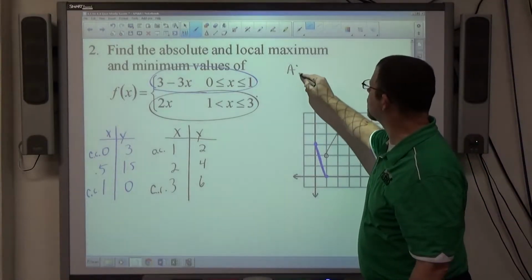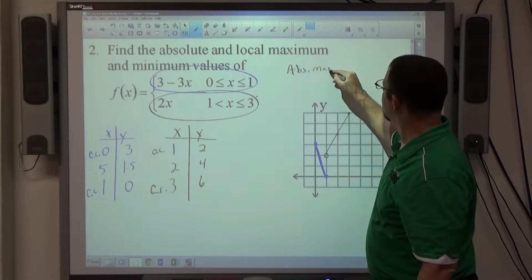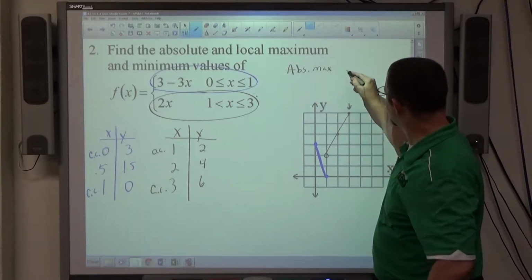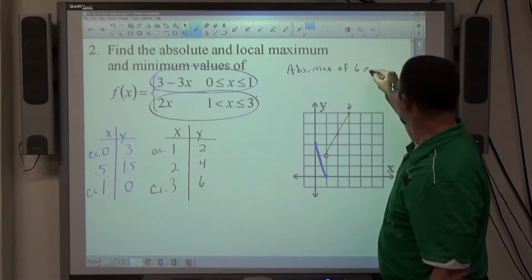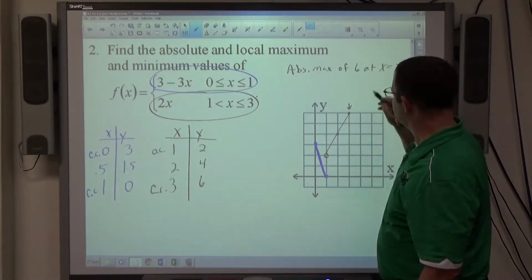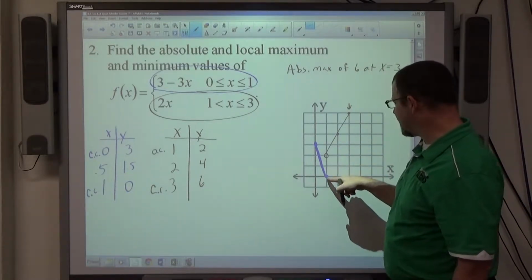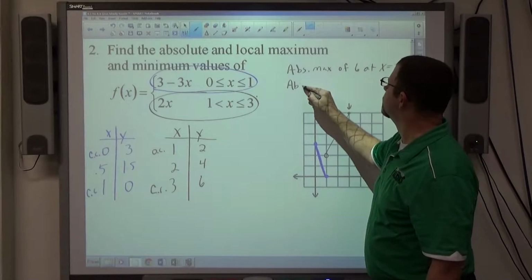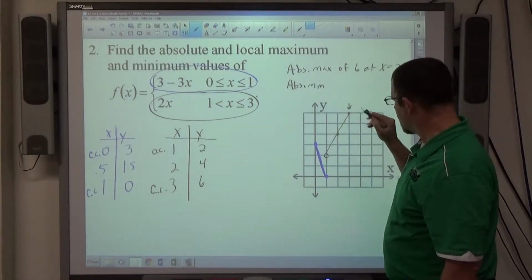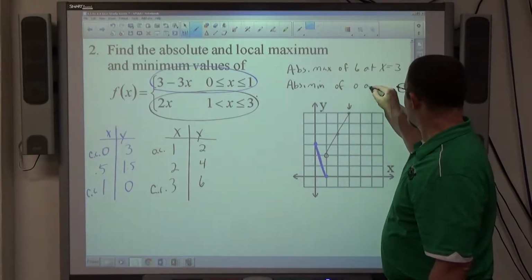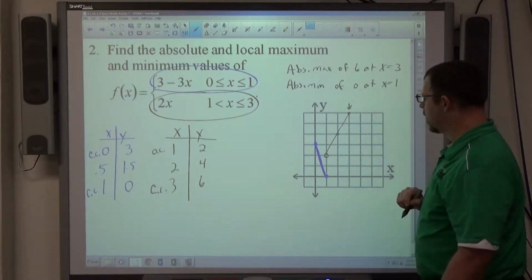So looking at that graph, the blue and the black, the absolutely highest point on the graph, so absolute maximum, is this point here. So it's absolute maximum of 6 at x equals 3. The absolutely smallest point is this one here, so absolute minimum is going to be 0 at x equals 1.